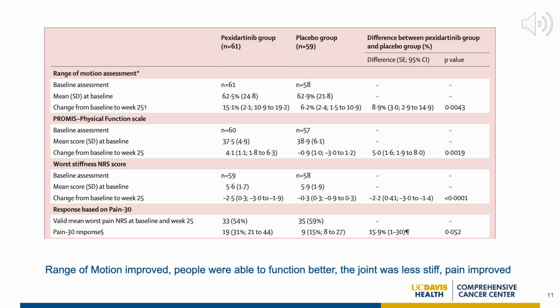So this is the patient-reported outcomes part. And I know the slide's busy, but just to give you the general idea, they were basically just saying that people's range of motion got better, right? That people were able to function better. The joint was less stiff. People had less pain. So overall, people's quality of life improved on the drug, right? And not everybody had their tumor shrink, but a lot of people still benefited from a quality of life standpoint.